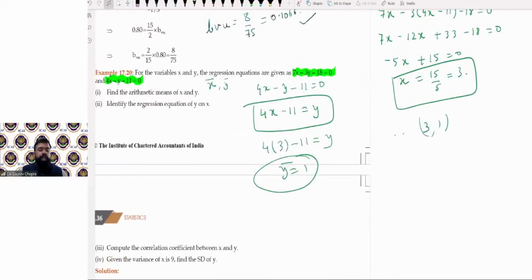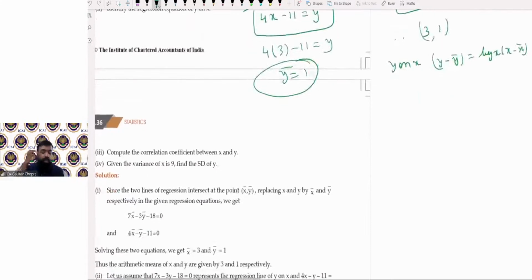Now the second part is to identify the regression equation of y on x. So now you can do it by yourself. Y on x you have to calculate. Use the formula for y on x, that is y minus y bar equal to b_yx into (x minus x bar). Similarly, the third part is x on y. You can calculate this also.